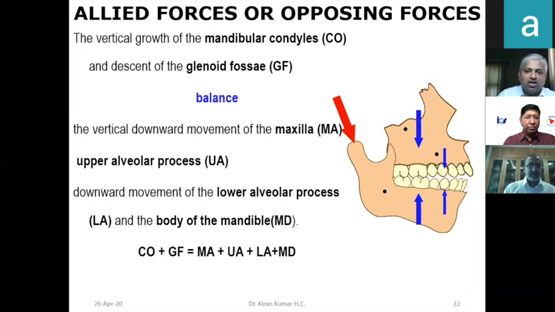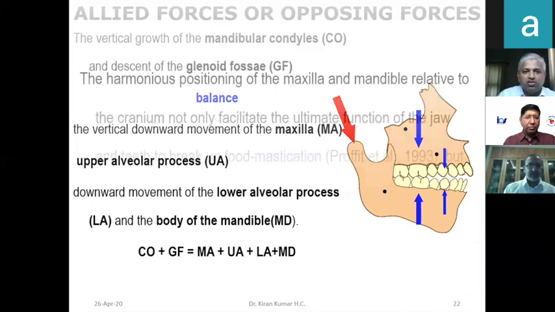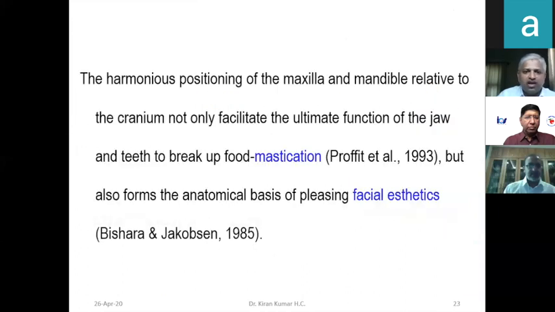So the harmonious positioning of the maxilla and the mandible related to the cranium not only facilitates the ultimate function of the jaw and teeth to break up food in mastication, as spoken by Proffit in 1983, but also forms the analytical basis of pleasing facial aesthetics, as given by Bishara and Jacobson.